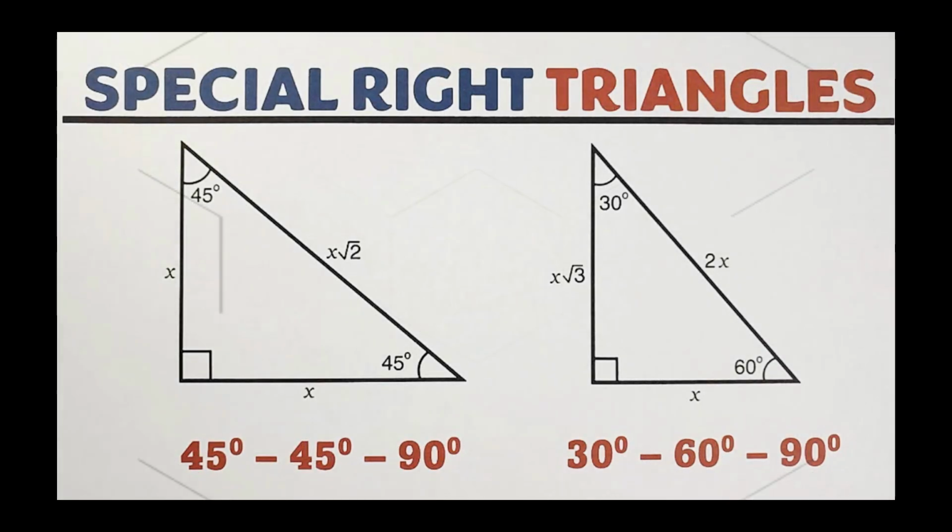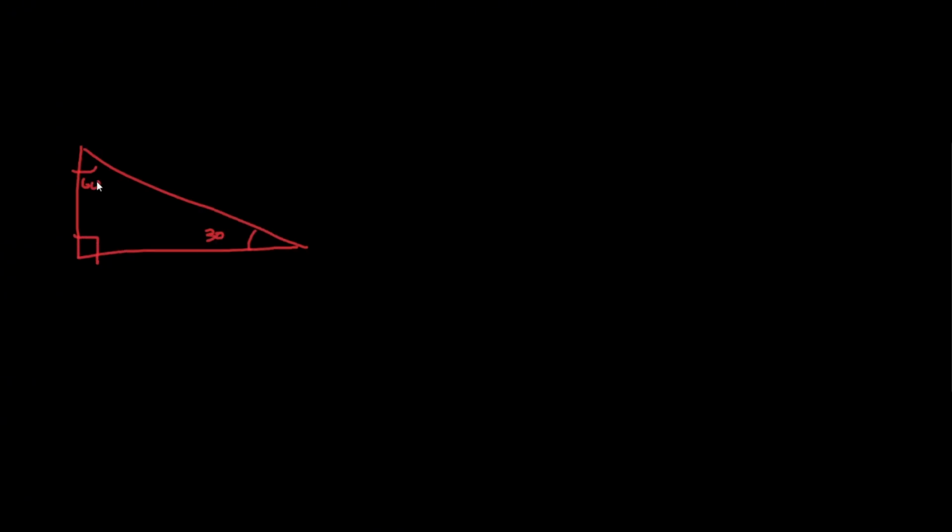Now, the next important thing to know are common types of triangles: the 30-60-90 triangle and the 45-90-45 triangle. These are triangles which have specific ratios, so we don't have to calculate the side length.